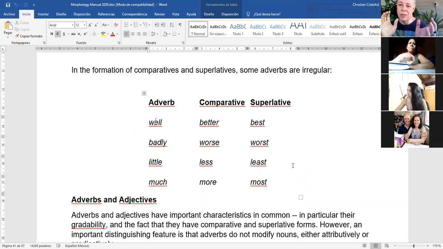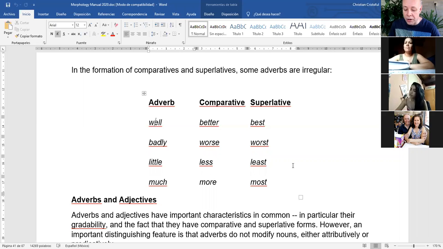Okay. Do you have a question? Yes, Mr. Hello. Good morning. Sorry, I am on the street. It's okay. Is there a specific rule to identify adverbs? Because personally I have many problems to identify them.